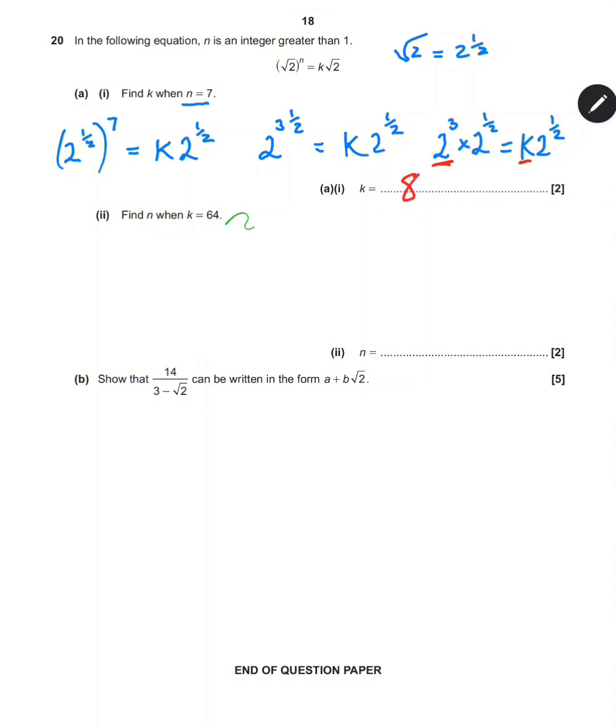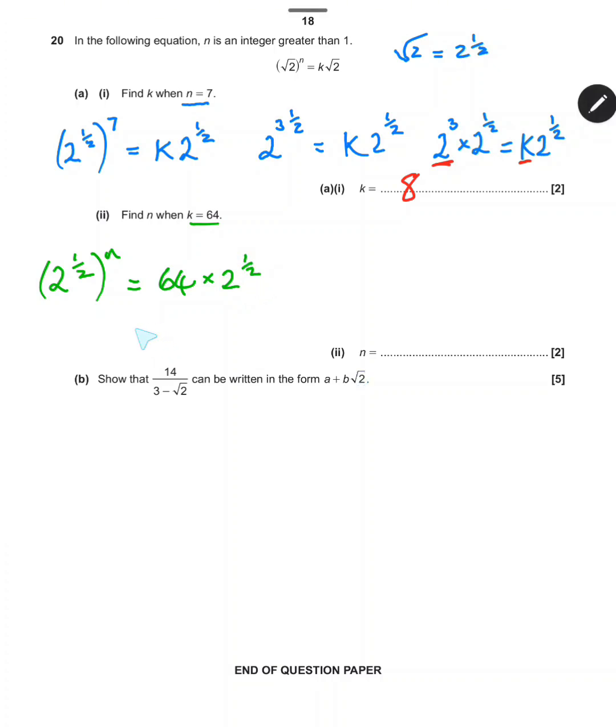Part 2 says find n when k equals 64. So I'm just going to repeat what I did. I'm going to use 2 to the half rather than the square root of 2. It's the same thing. So 2 to the half raised to the power of n is 64. k is now 64 times 2 to the half again.